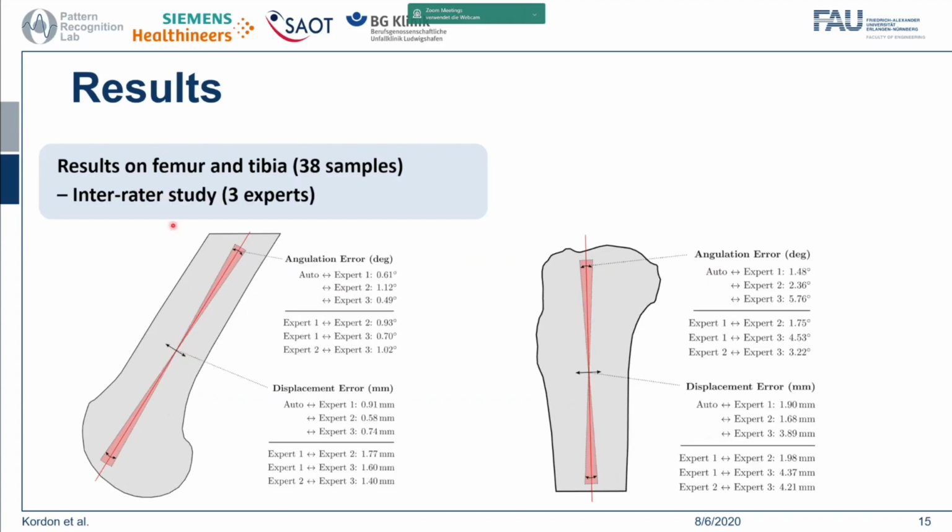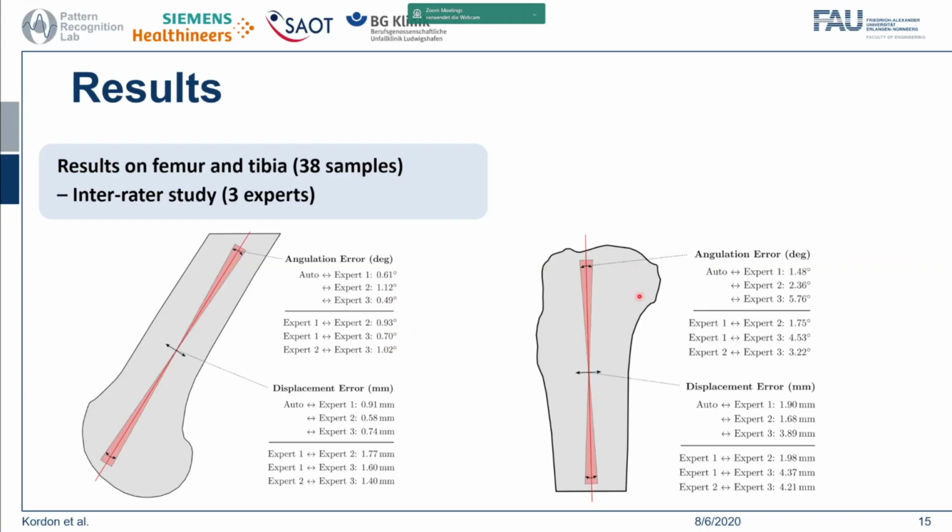So here are the inter-rater study results, where we compared our automatic solution to 3 different experts, trauma surgeons, who also annotated this bone axis on these images. And also there you can see the inter-rater variance. And as we can see here for the femur, these angular errors are well within the error bounds which are observed for the different experts.